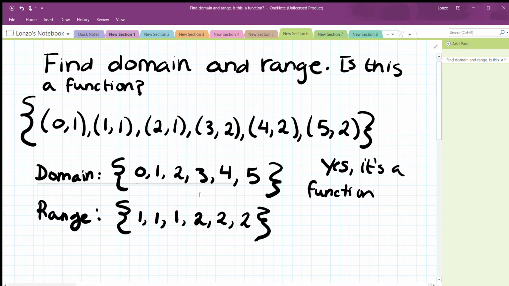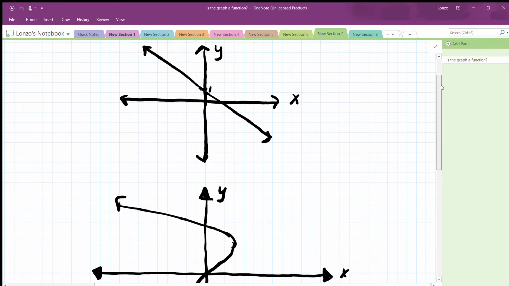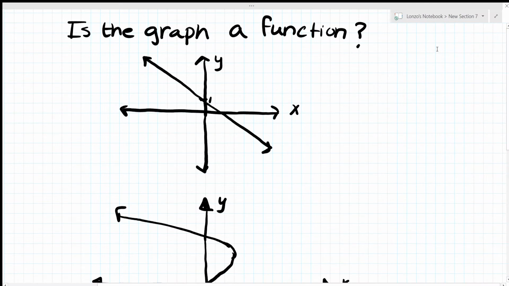Okay, so let's do this problem. I think this is going to be one of the shorter videos. Now, we're given graphs, so we have to figure out whether these are functions. Let's look at this linear equation graph. Is this a function? I don't have the domain, but I can use what's called the vertical line test. If it only hits once, then yes, it's a function. This only hits once, so this one's definitely yes.